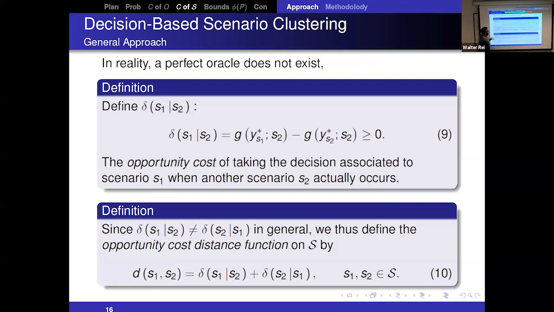Okay. So this is what we call the opportunity cost, right? And then for the dissimilarity, because again, if you predict S1 and S2 turns out, vice versa, if you predict S2 but S1 turns out to be observed, the cost might not be the same, right? So the dissimilarity is actually the sum between the two. Okay? And this is how we define the dissimilarity. So we're using the implementation cost as the way to measure the dissimilarity or similarity between two scenarios. Okay, does this make sense?